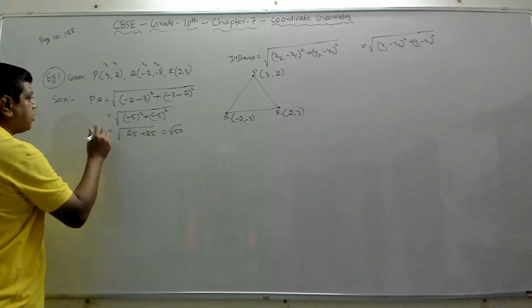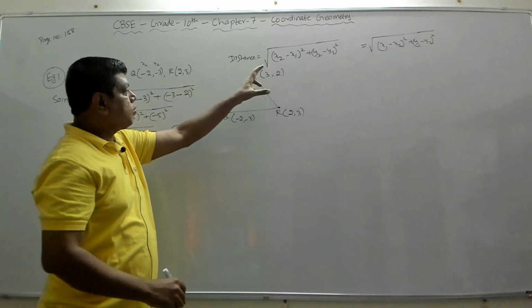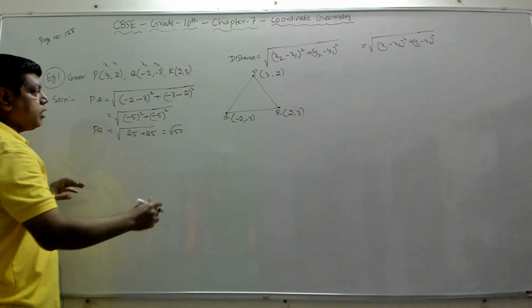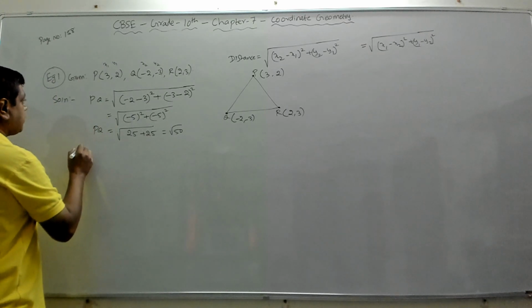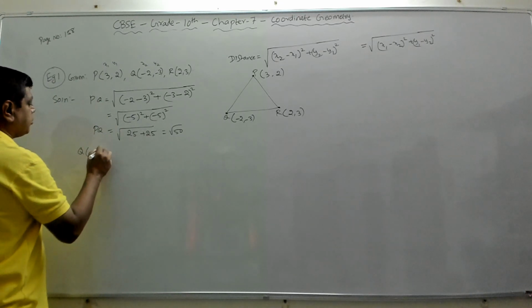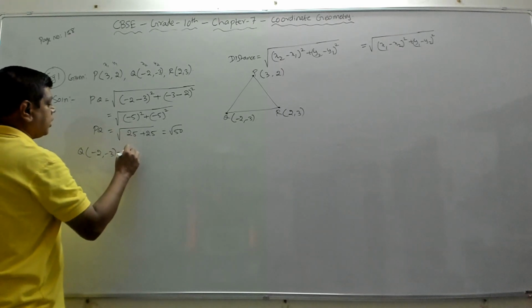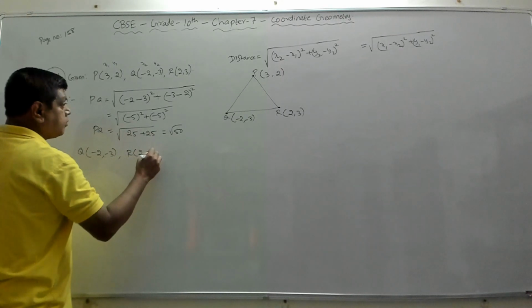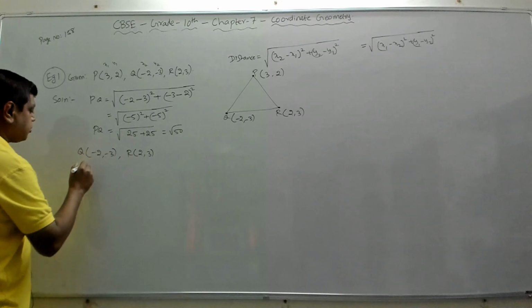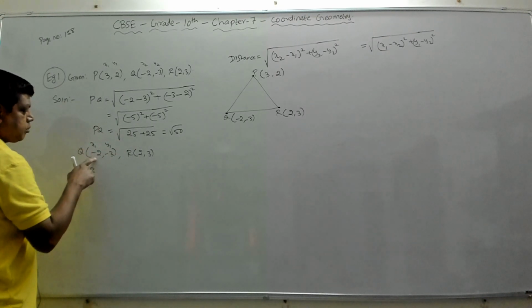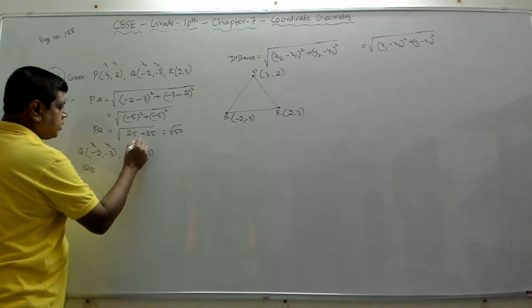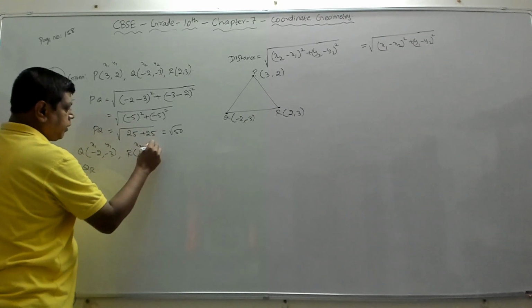So we have found the length of PQ using the distance formula between P and Q. So similarly now we should find what is QR. What is the distance between QR? So what is our QR? So Q point is minus 2, minus 3. Your R point is 2, 3. Now let's find the distance between QR. So we'll take this as x1, y1. So x1 is minus 2, y1 is minus 3. x2 is 2. This is your y2.